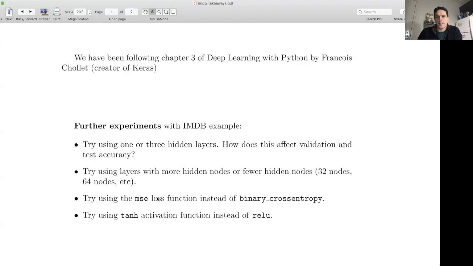That's not what you're supposed to do. For a binary classification problem, you're supposed to use binary cross entropy. Mean squared error is used for regression problems, but it would be interesting to try it in this example and just see what happens. Also, we've been using the ReLU activation function mainly, but it's not the only activation function. There's a classic activation function, the hyperbolic tangent activation function. You can try that one and see how that works. Probably you get better results with ReLU, but it'll be interesting to see what happens.